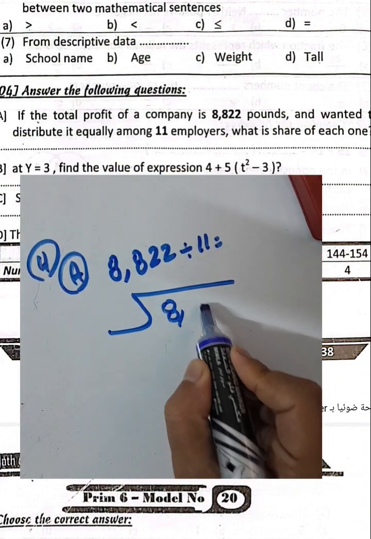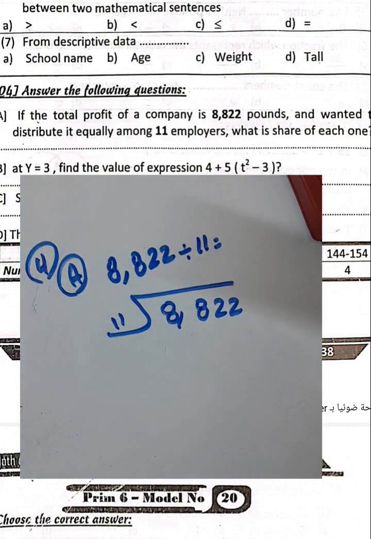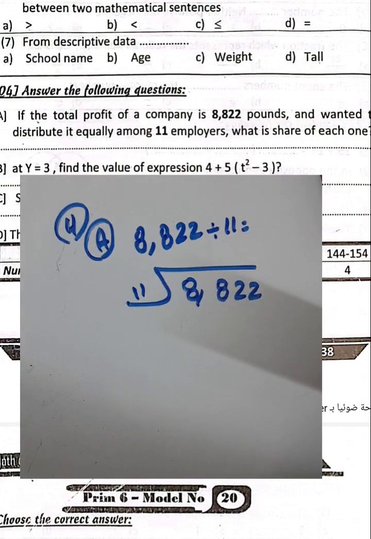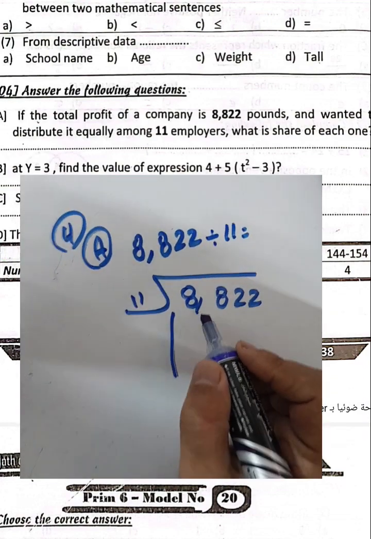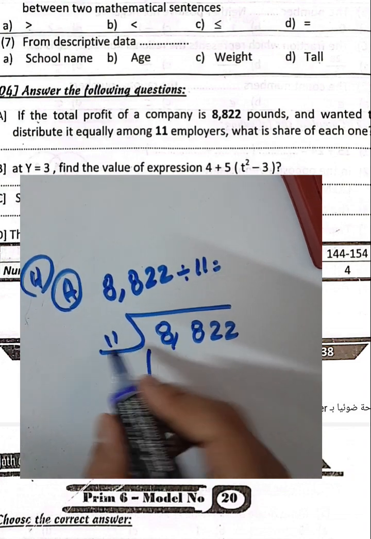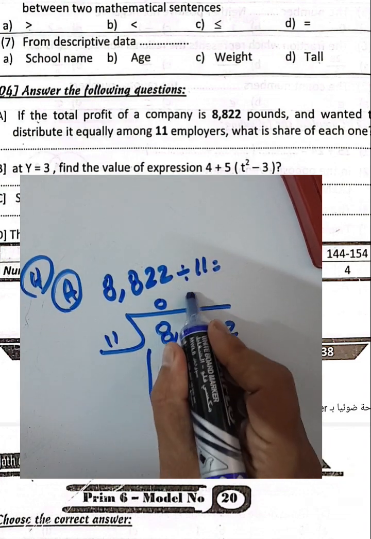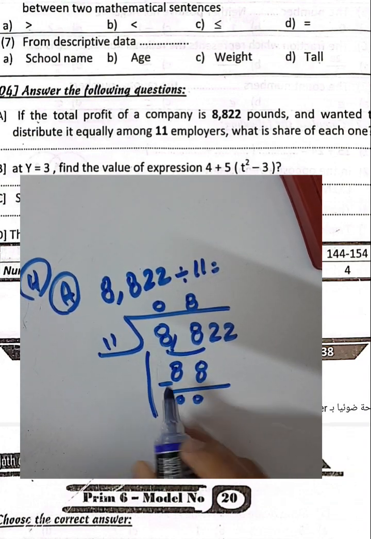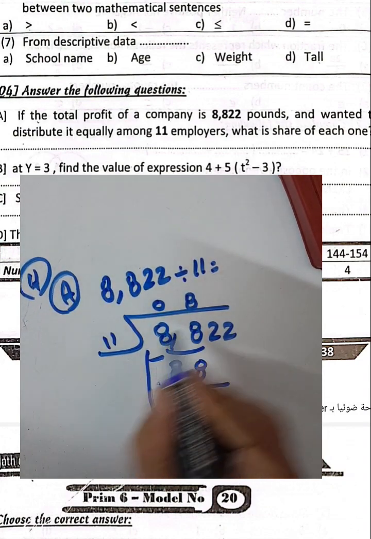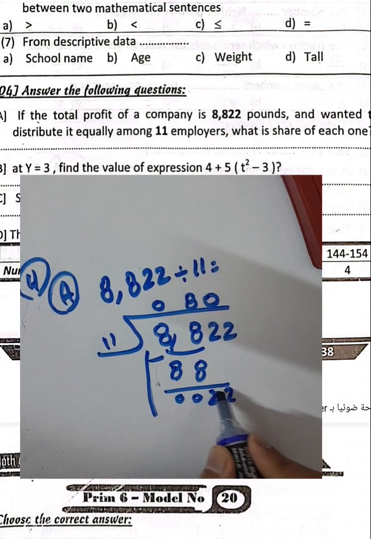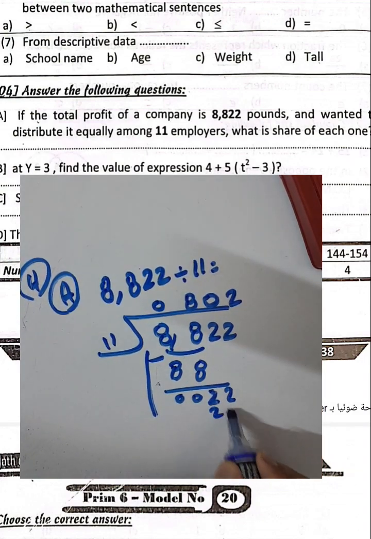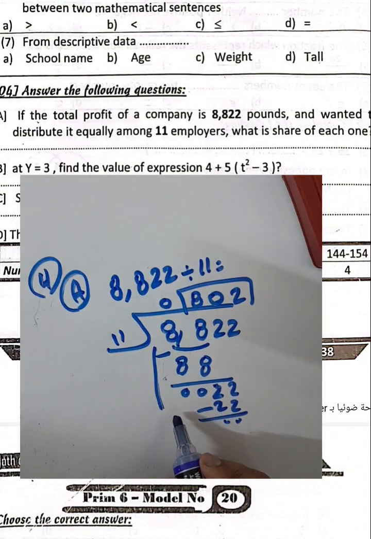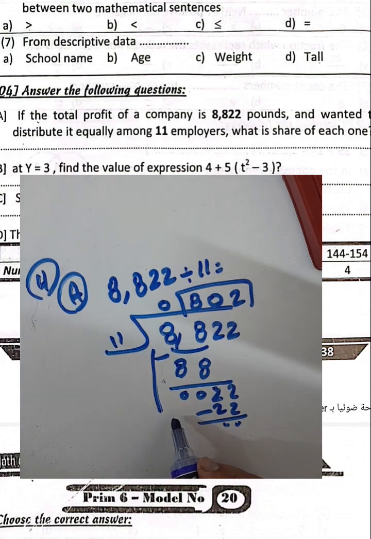8,822 divided by 11. Look at with me about it. 8 divided by 11, we can't do that. 88 divided by 11, it will be 8. 8 times 11, it will be 88. Find the difference. And then bring down 2, 2 divided by 11, we can't do it. Bring down 2 again, 22 divided by 11, it will be 2. Then the difference, it will be 0. Then the result here will be 802 pounds. Okay, 802 pounds.